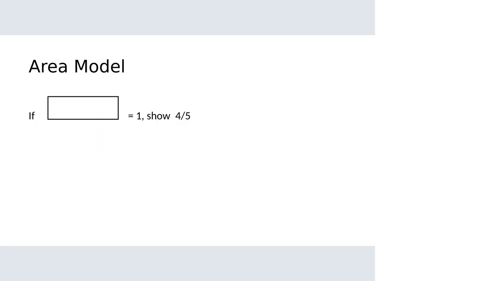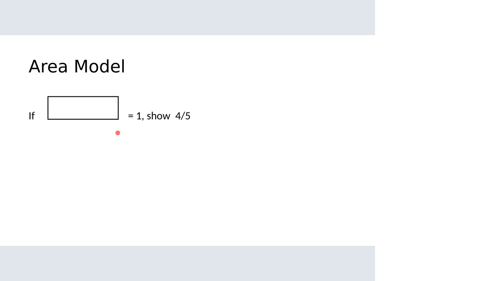All right, terrific. Let's talk a little bit about the area model. If that rectangle equals 1, show 4/5. The way we're going to go about that is we want to cut this into 5 equal pieces and shade 4 of them. With that rectangle, it's going to be pretty hard to cut those horizontally. You could if you wanted to, but I'm going to cut them vertically.